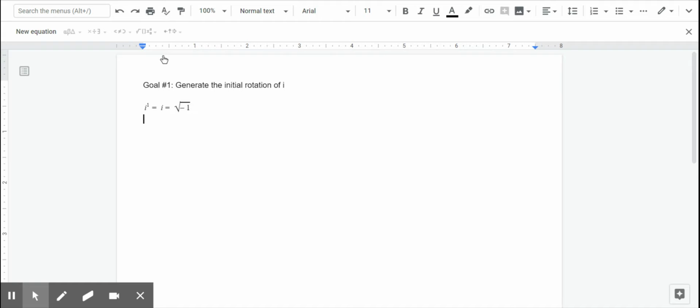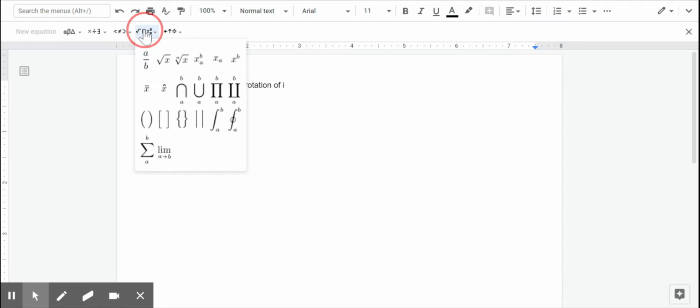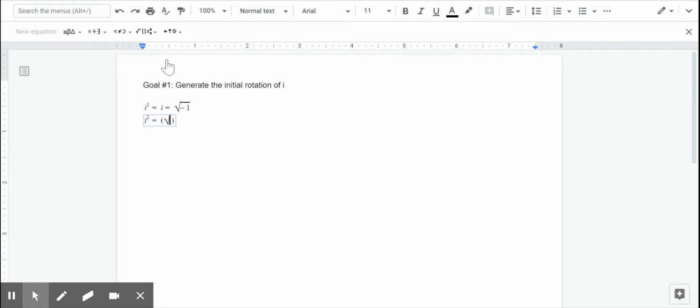Let's move on. The next one we'll look at is i to the second power, which is equal to i squared, which is just the square root of -1 squared. And as we learned in our last unit, squaring and square rooting cancel, leaving us with just -1. This is super important. We're going to use that for the next 2 generations.